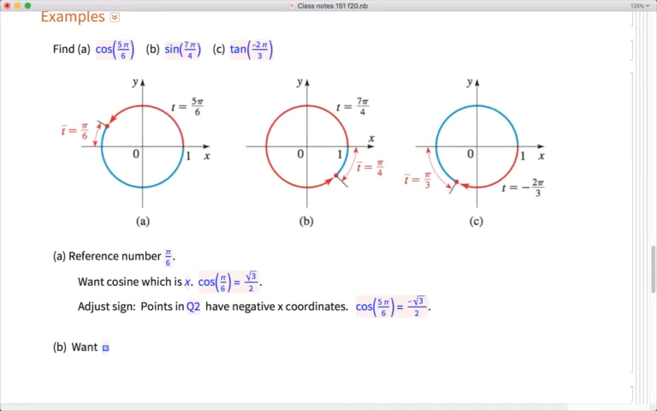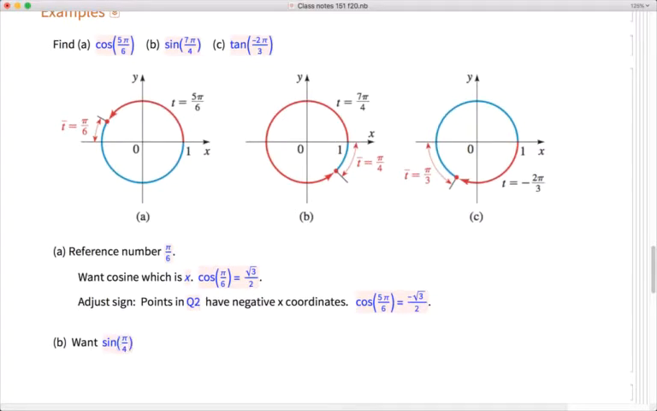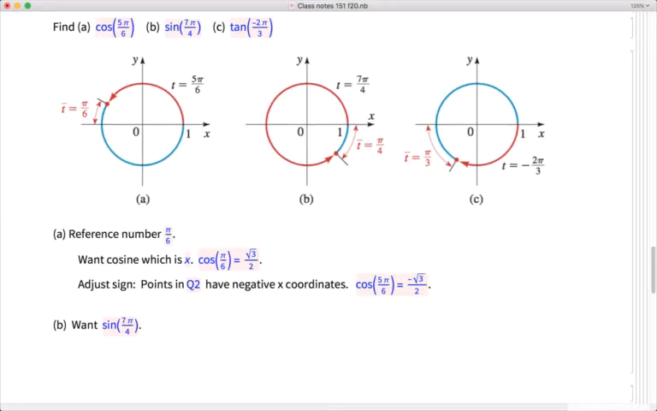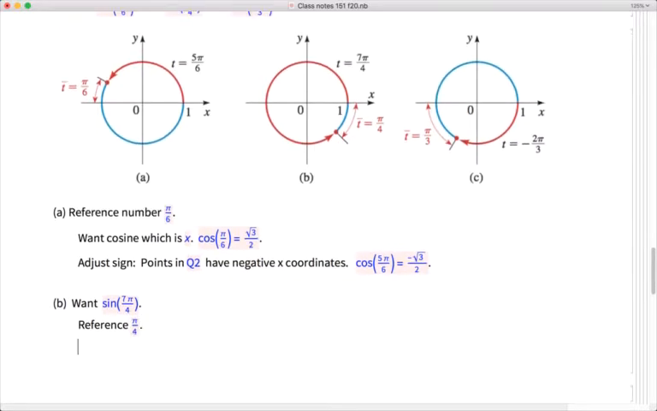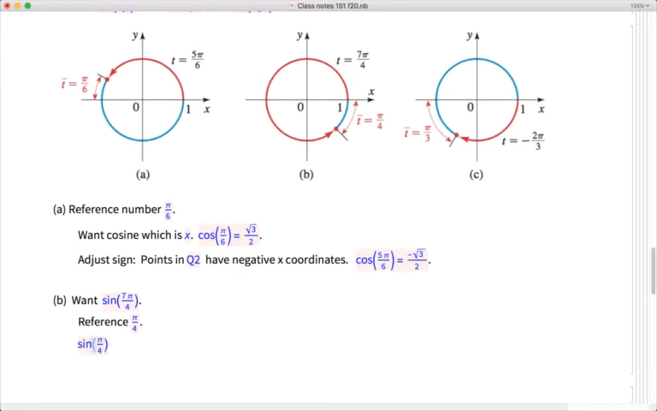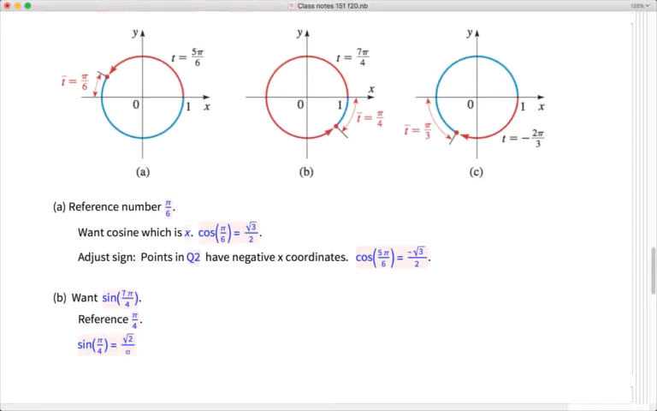Okay, try another one here. B. We're asked for, I better put this because it might scroll off screen here, the sine of 7 pi over 4. The reference number is pi over 4. So we compute from memory the sine of pi over 4. Let's see, that's the medium angle, so this should be a medium value, root 2 over 2.